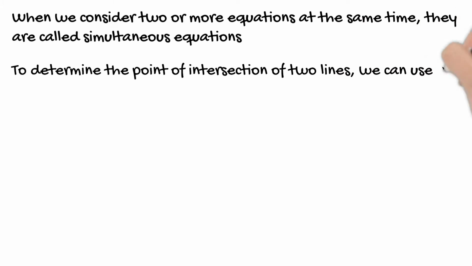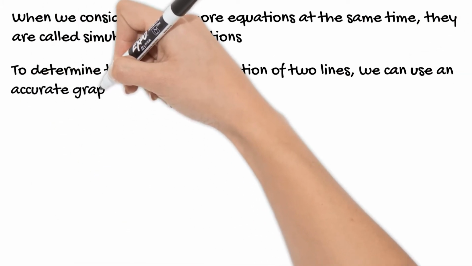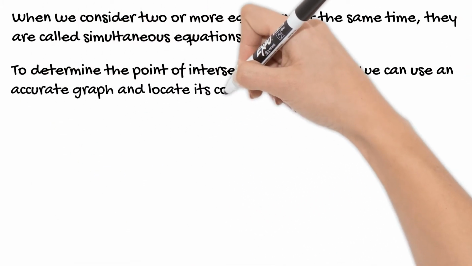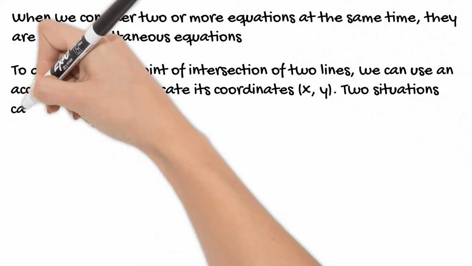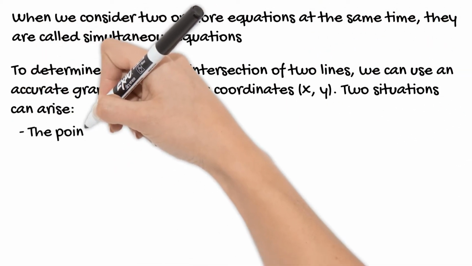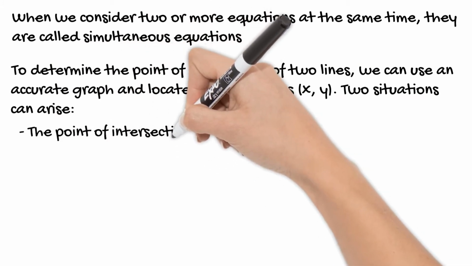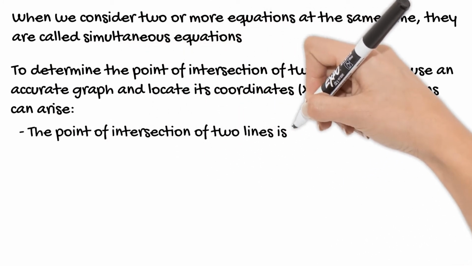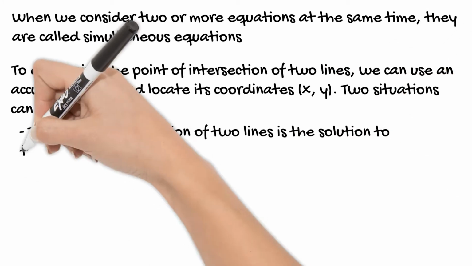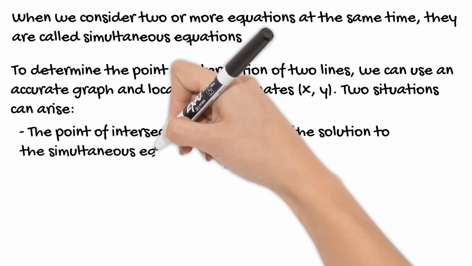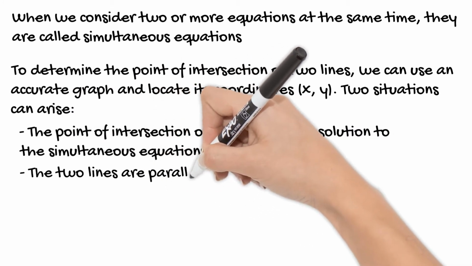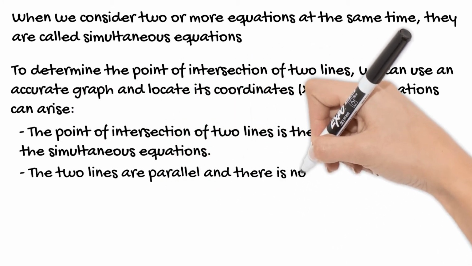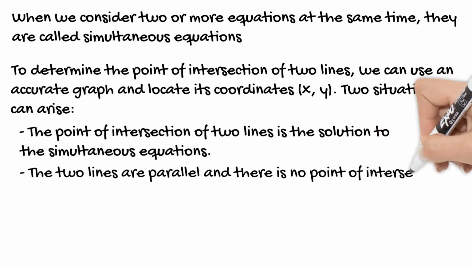When we're talking about straight line graphs, there are two situations that can happen. We get one point of intersection, and the coordinates of that point are the solution to the simultaneous equations. Or, once we've graphed our lines, we may see that they're parallel, and that means there's not going to be a point of intersection, so those two lines don't have a simultaneous solution.